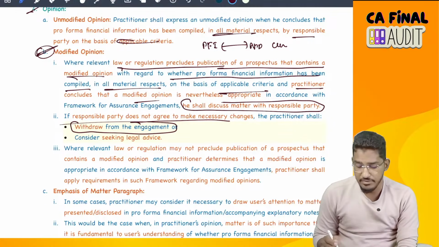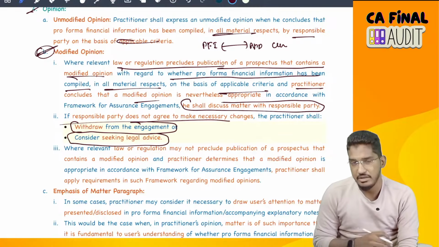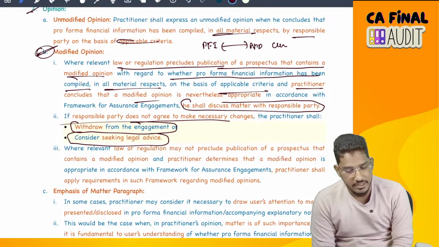So withdraw from the engagement. If withdrawal is not permissible, then you go and get the legal advice. Go and get the legal advice.